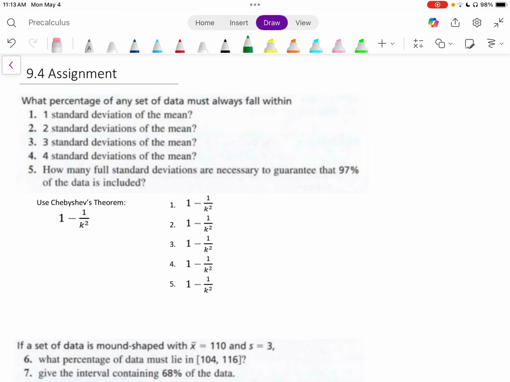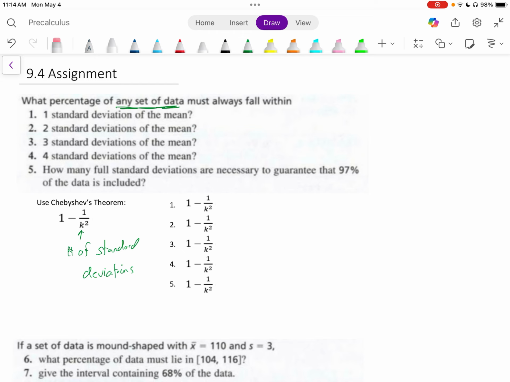This says any set of data. It doesn't mean mound shape. So when it's any set of data, we use Chebyshev's theorem. And so that's 1 minus 1 over k squared, where k is the number of standard deviations. And so we're just going to plug these things in here.